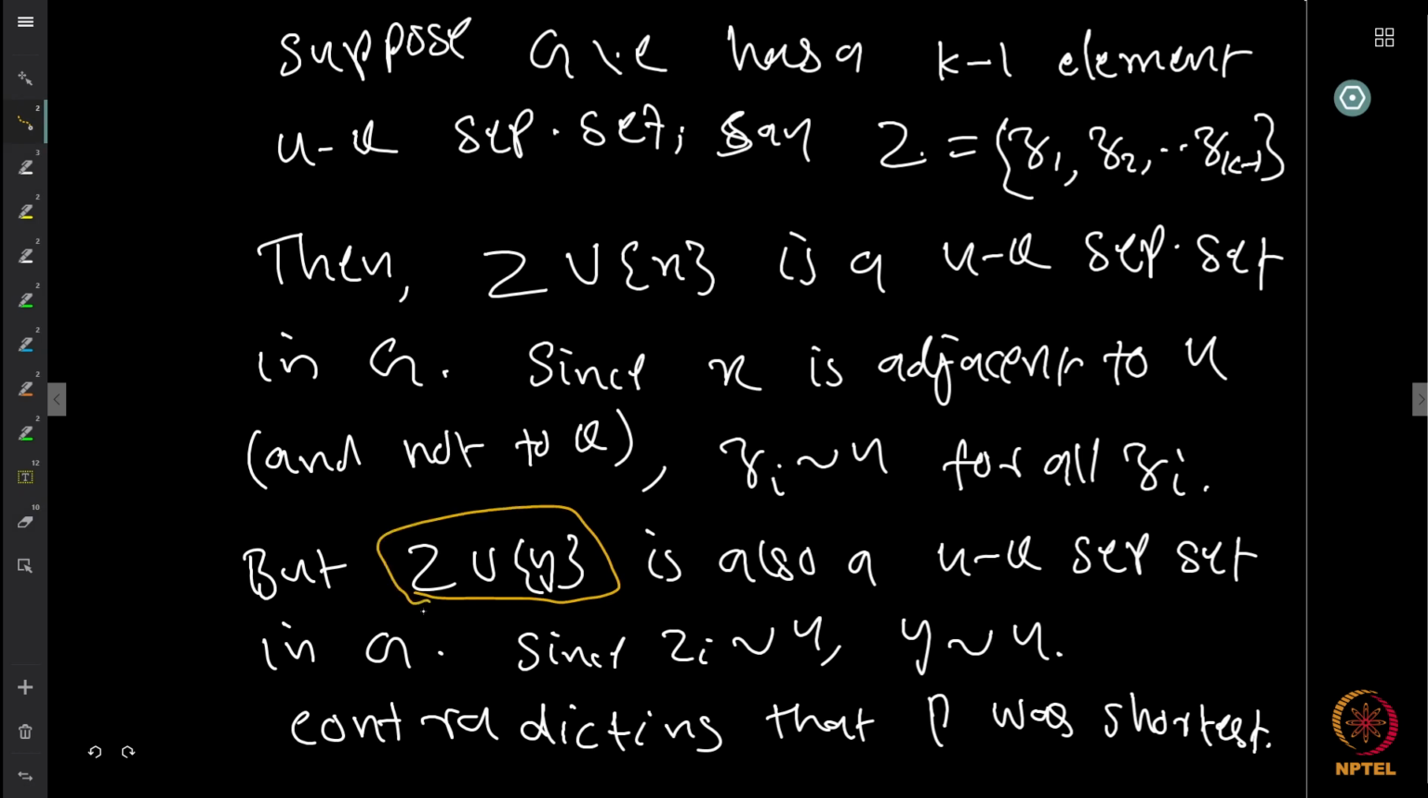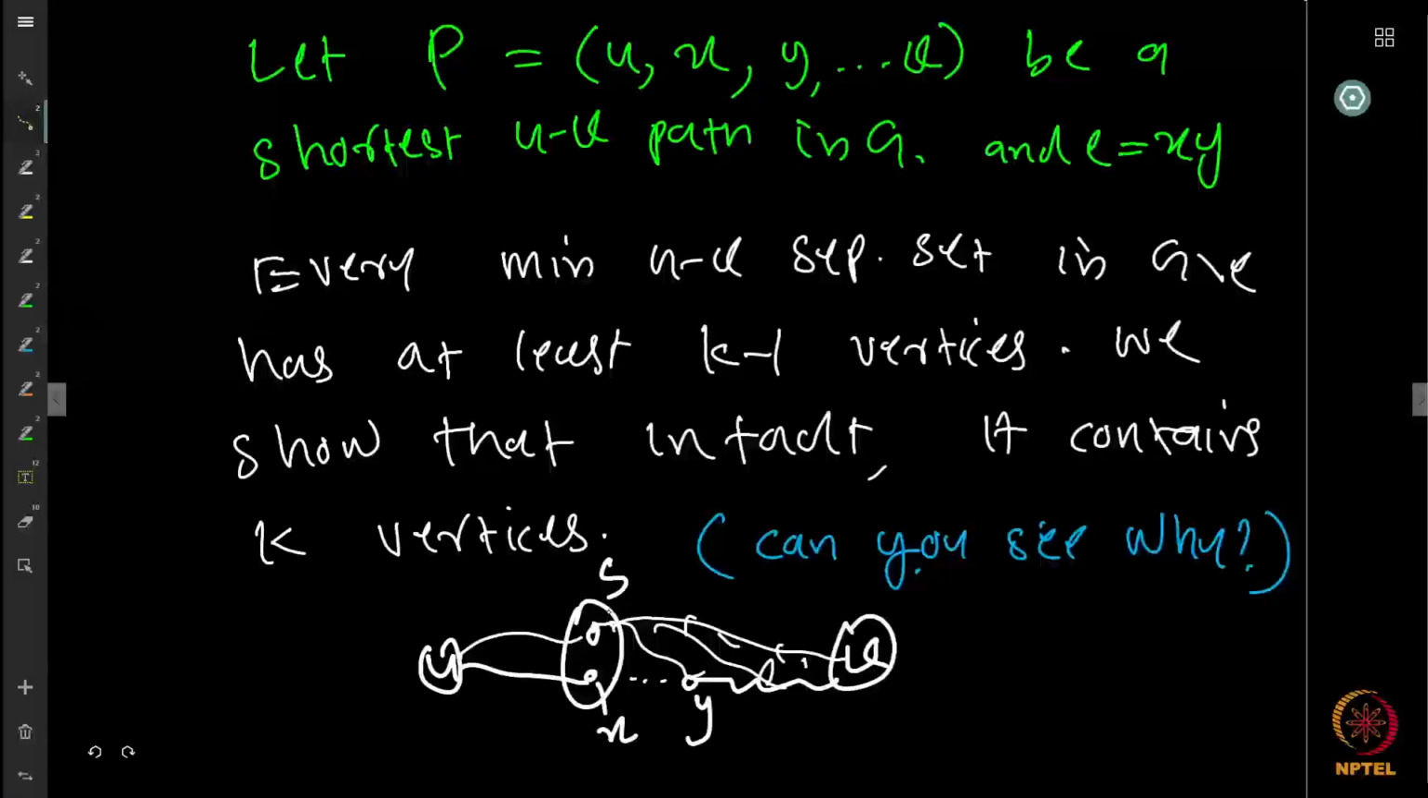Now, if Z union Y is a separating set, the Zi's are adjacent to U because we proved it in the previous case. We have not changed the Zi's, right? But because of the property of the case, Y also must be adjacent to U, because we said that every vertex in any minimum separating set is also adjacent to U. So therefore, there must be an edge from Y to U also, right?